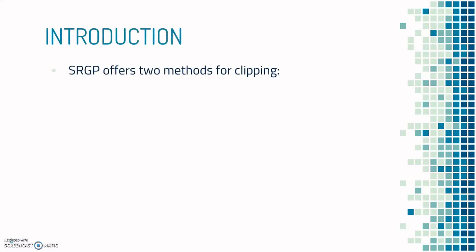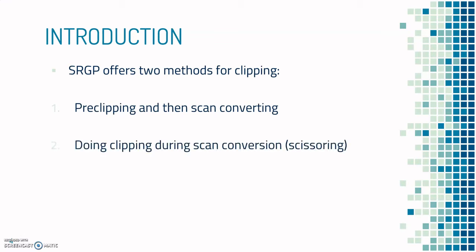SRGP, that is Simple Raster Graphics Package. I hope you remember what SRGP is. It offers two methods for clipping: pre-clipping and then scan converting, and doing clipping during scan conversion. That method is known as scissoring. While in scan conversion, we are cutting off the edges that lie outside the clip rectangle. That is known as scissoring.